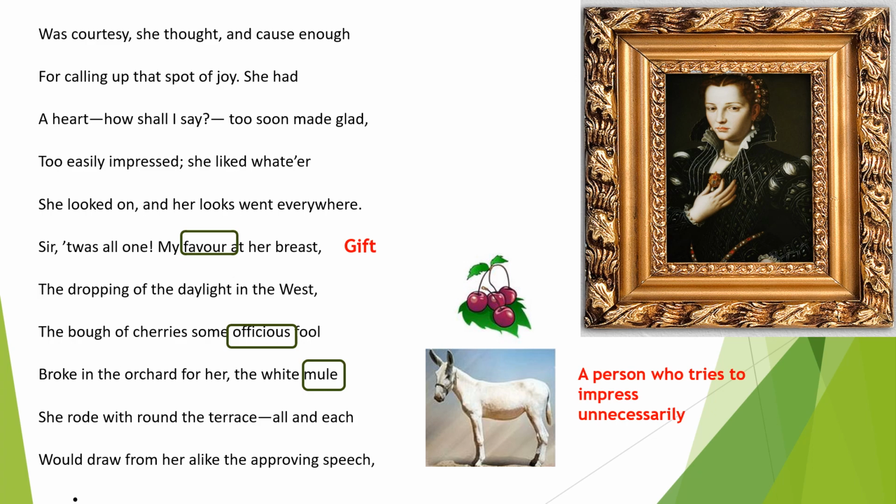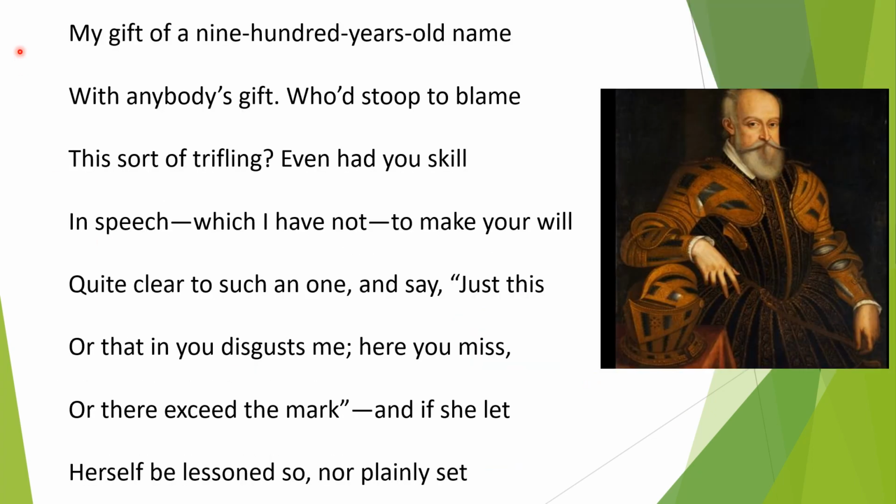This was not liked by the duke. "My gift of a 900 years old name." Okay, what is this 900 years old name, students? It's a peerage. That means the hereditary family name they've been carrying for hundreds of years. The family held that 900 years old name, and it was given as a gift to the lady. Otherwise she would have been a common person.